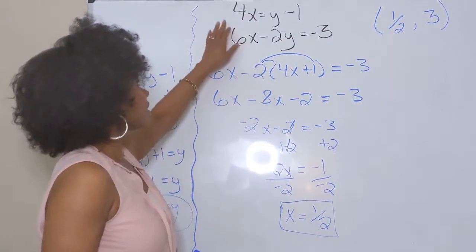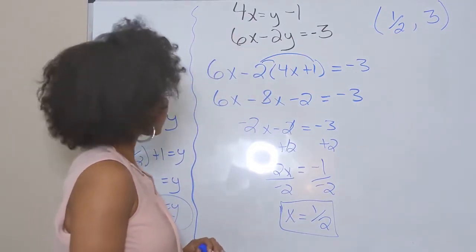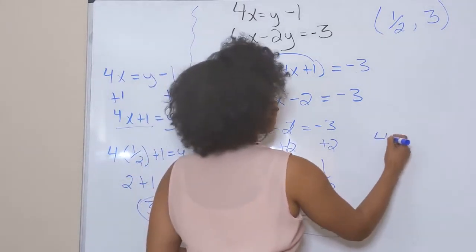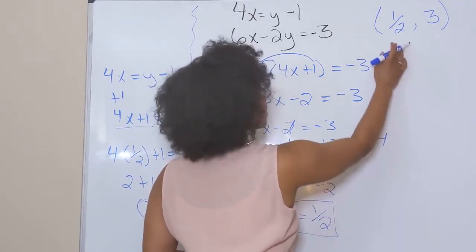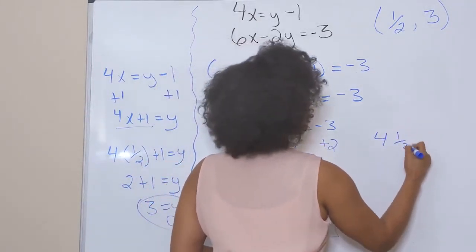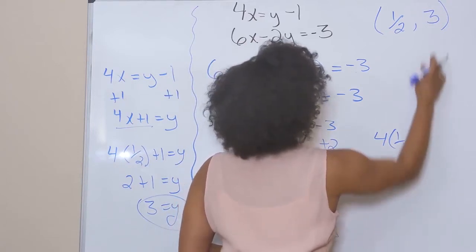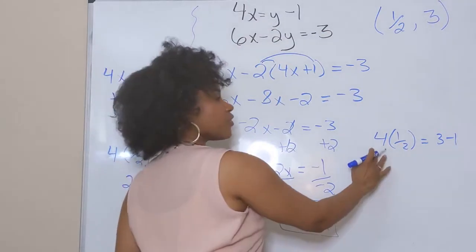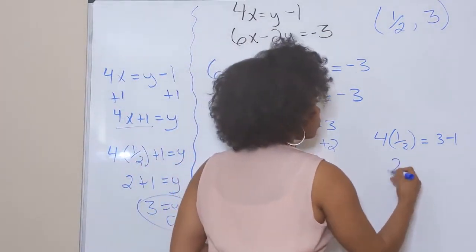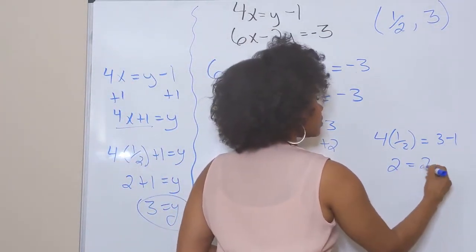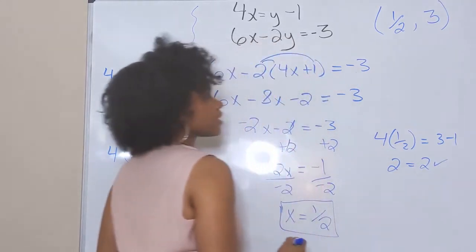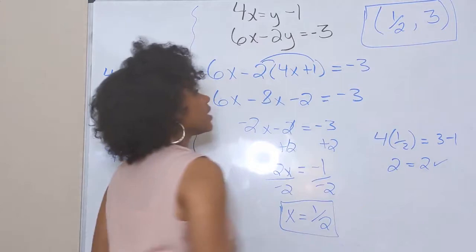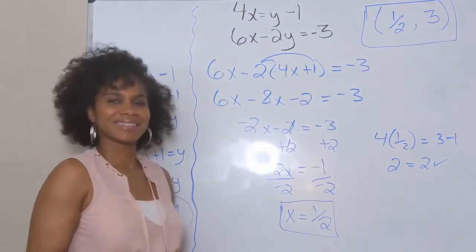I'm just going to check it in that top problem. So if I plug in, not plug in 4, plug in 1/2 for x. And I plug in 3 for y. In that top equation, 4 times 1/2 is 2. 3 minus 1 is 2, so that checks out. All right, so my answer to this system is 1/2, 3.